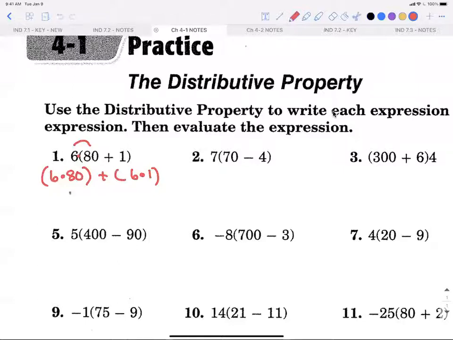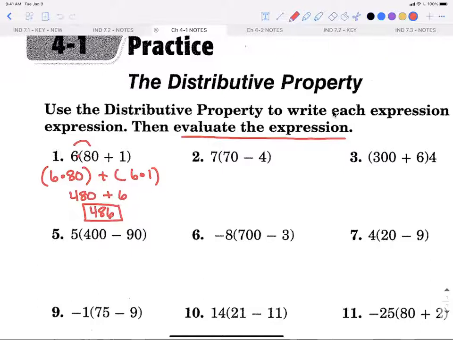6 times 80 is 480. And 6 times 1 is positive 6 and positive 1, so it's positive 6. And then it says to go ahead and evaluate the expression, which means simplify it as much as you can. That's what evaluate means. So we can add 480 and 6, and we get 486. And that is its most simplified term possible.